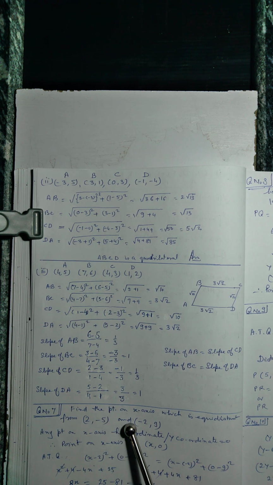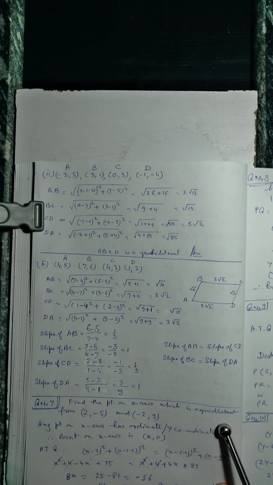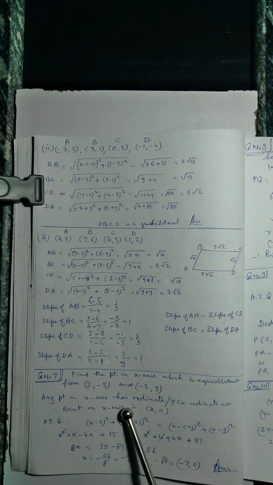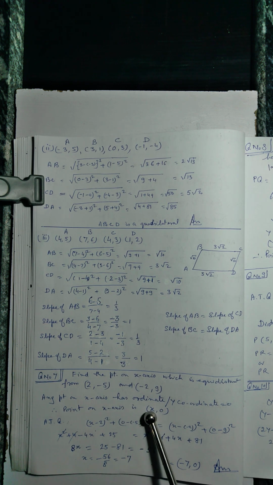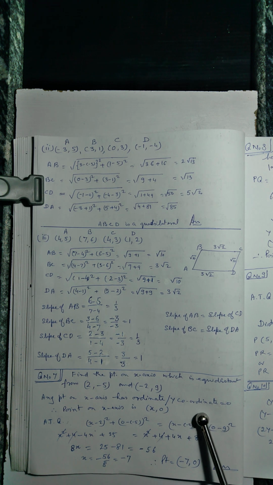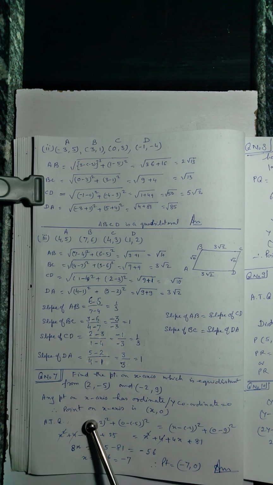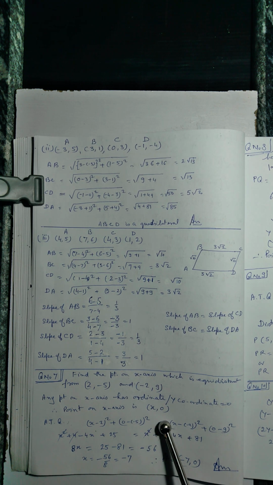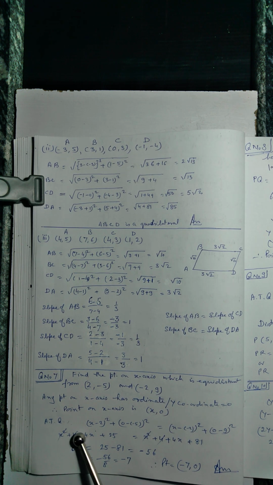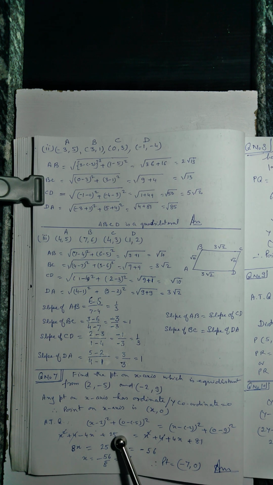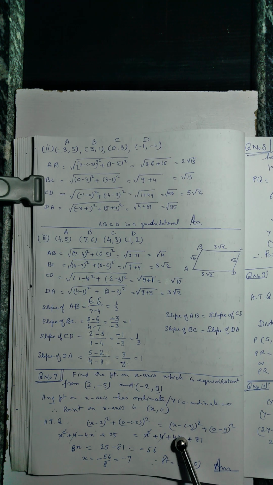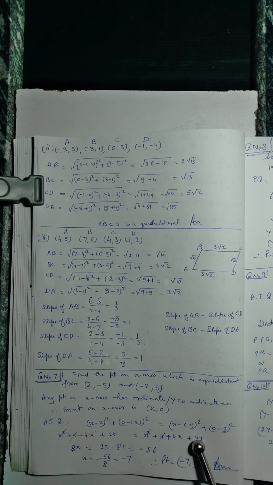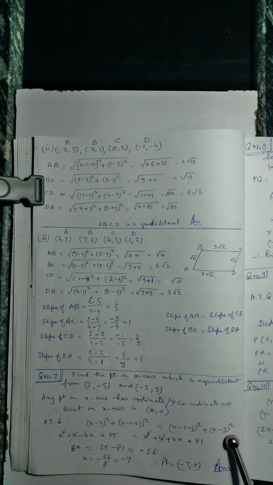Find the points on the x-axis which are equidistant from (2, minus 5) and (minus 2, 9). Any point on the x-axis has ordinate, or y coordinate, equal to 0. Therefore, the point on the x-axis is (x, 0). According to the question, you see (x minus 2) whole square plus (0 minus 5) whole square is equal to (x, inside the bracket you write down plus 2) whole square plus (0 minus 9) whole square.